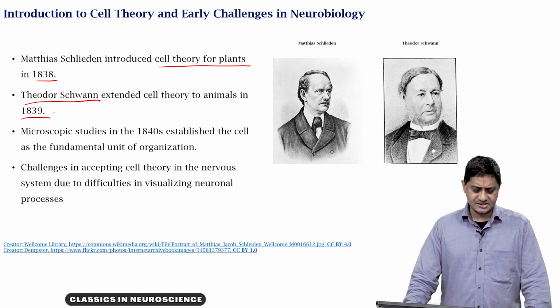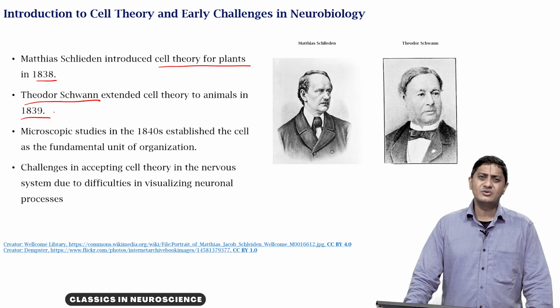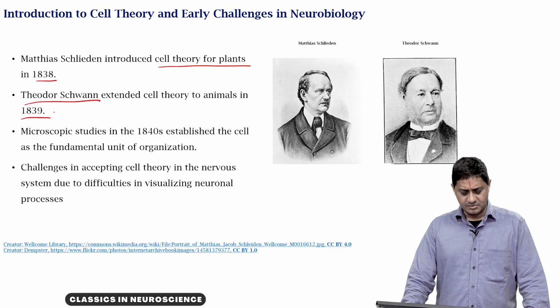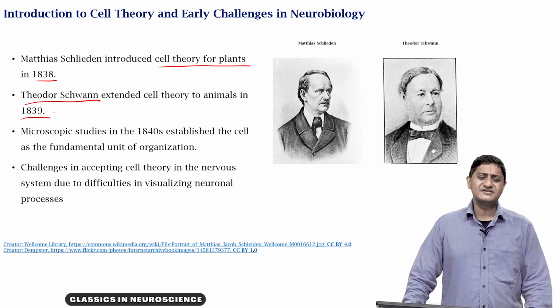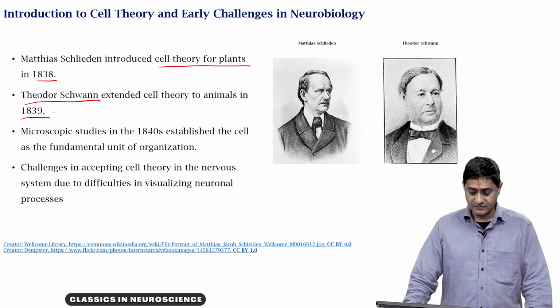There were some challenges in accepting cell theory in the nervous system because there was considerable difficulty in visualizing the neuronal processes. They were too small, too congested, too difficult to visualize. Remember, this is the 1840s, 1850s, 1860s. So, there was no electron microscope, only the light microscope. This was the good old days. This is what was available.